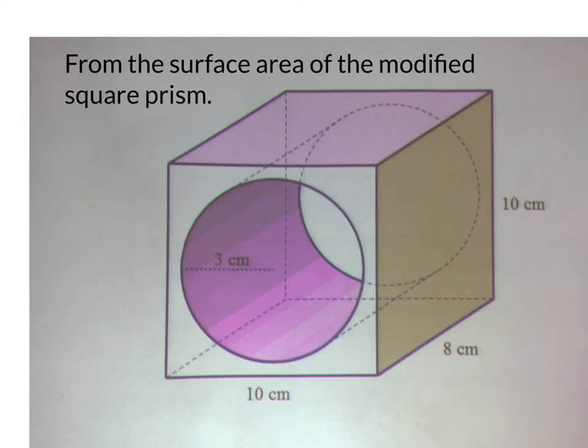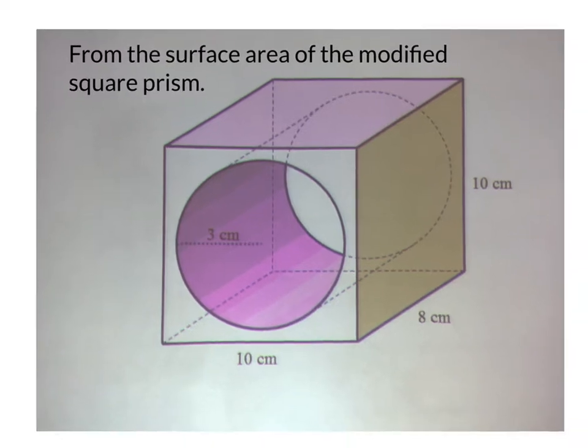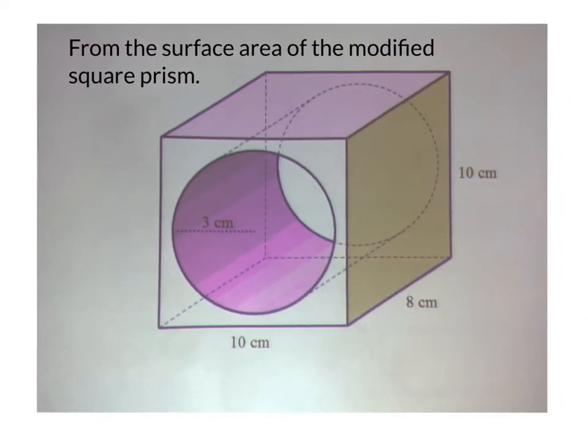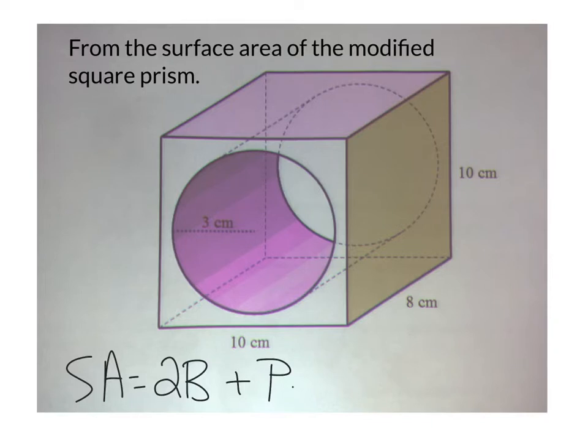So when we find surface area of modified shapes, we do not actually change the formula that we are using for surface area. The surface area formula is always going to be the same. That is 2 times the area of the base plus the perimeter of the base times the height. So we're not actually modifying our formula here. We are using the same old surface area formula that we've always used. The only thing is we are having a base that is modified.